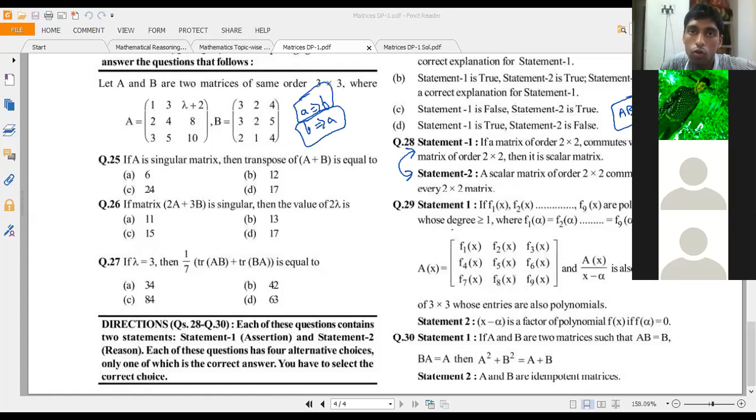No, sir. But if there exists a matrix which is commuting with every other matrix, then is that scalar? That is statement one. Okay, sir. And that he has proved systematically doing all that stuff.